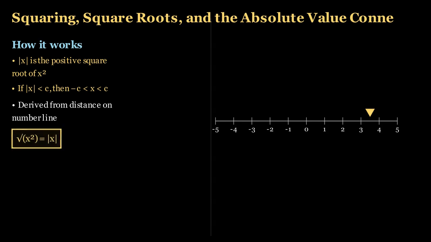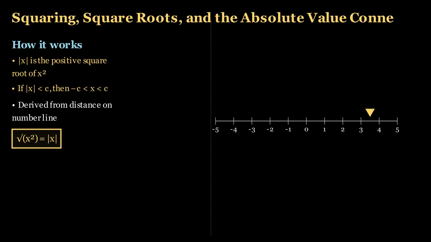Let's solve a concrete problem. Suppose we need to find all numbers x such that x squared is less than 16. We can't just say x is less than 4, because negative 5 squared is 25, which is not less than 16, even though negative 5 is less than 4. Instead, we take the square root of both sides. The square root of x squared is the absolute value of x, and the square root of 16 is 4. So we get |x| is less than 4.